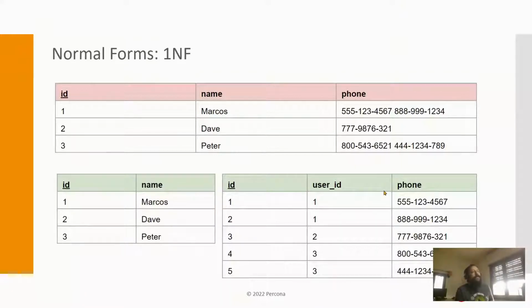So the right thing to do is to split this into a users table and a phones table, where you have just my ID and the name. And then on the other table, I will have an ID for this entry, the user ID, which refers to this table, and the phone number. And then for the same user, I have another phone number. Then for Dave, I have his phone number here. And then for Peter, I have 1 and 2 entries. So that way, we can address the phone numbers individually.